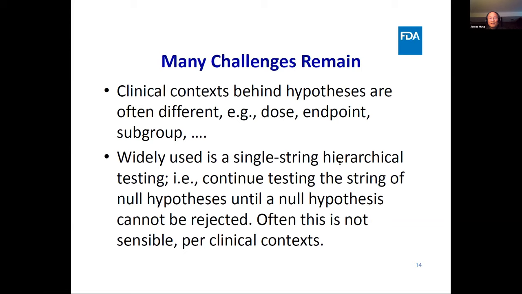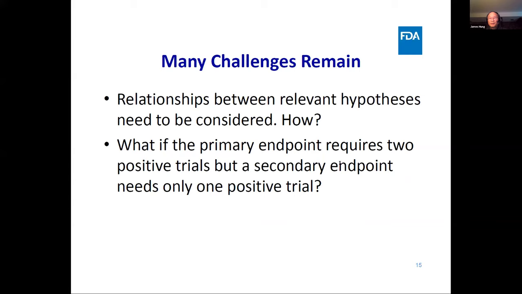Widely used for multiplicity control is single-string hierarchical testing. That is, you continue testing the string of null hypotheses in a hierarchical sequence until a null hypothesis cannot be rejected. This seems to be very simple, at least operationally, but often this is not sensible considering clinical context. So conceptually, the relationship between the relevant hypotheses needs to be considered. But how? That is not trivial.